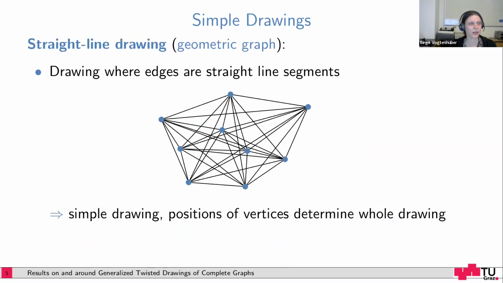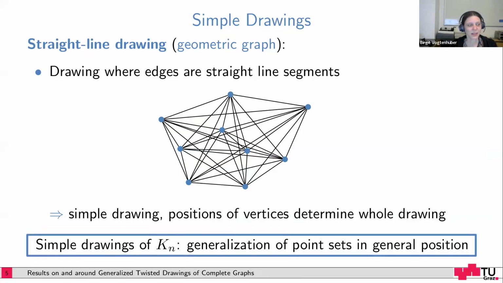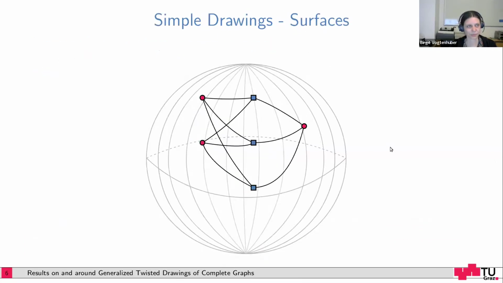That's what we're studying. One special case that is extremely well studied are straight line drawings. Those are drawings where the edges are straight line segments. Then they're especially simple because two straight line segments, if the vertices are in sufficiently general position, cross in a single point. And also the positions of the vertices determine the whole drawing. So one could also just call them point sets. And then simple drawings of the complete graphs can be seen as a generalization of point sets in general position.